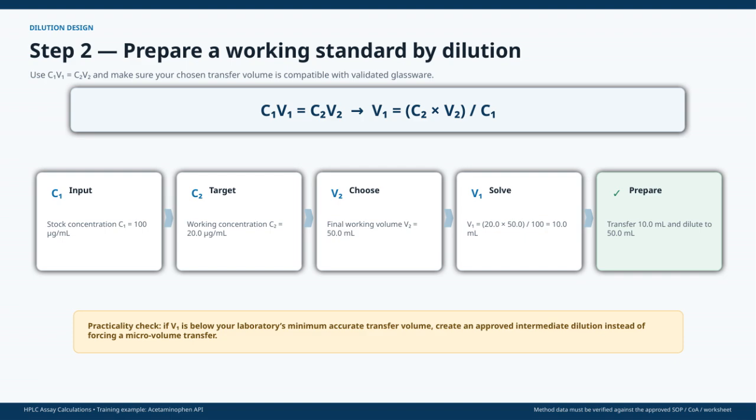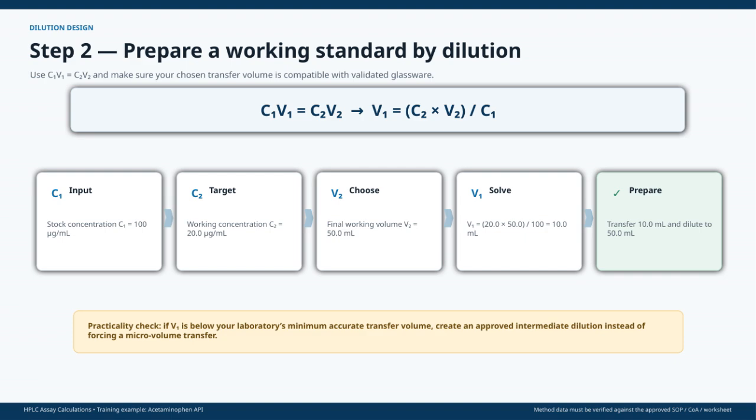For instance, if our stock concentration, C1, is 100 micrograms per milliliter, and we want a working concentration, C2, of 20 micrograms per milliliter with a final volume, V2, of 50 milliliters, we solve for V1. Plugging in the numbers, V1 comes out to 10 milliliters. So we'll transfer 10 milliliters of the stock solution and dilute it up to 50 milliliters to get our working standard. One important practical note.